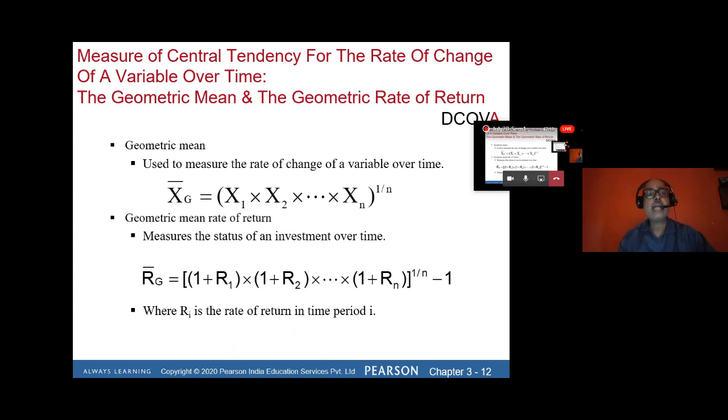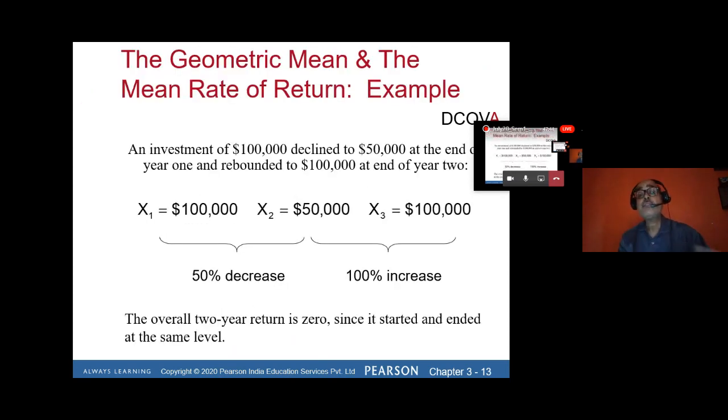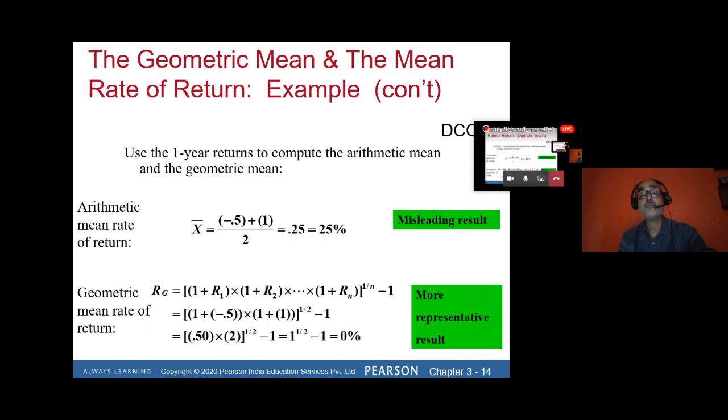And here is the method I have explained to you. Other than mean, median, mode, there are other important statistical quantities used to understand the central tendency. One is called geometrical mean, used to measure the rate of change of a variable over time. Geometrical mean measures the status of an investment over time. This is the formula, you can see the three different values of investment, and you can find out the arithmetic mean is 0.25.